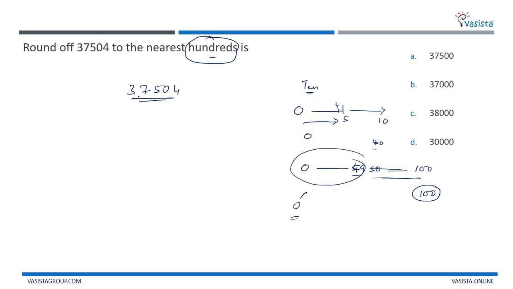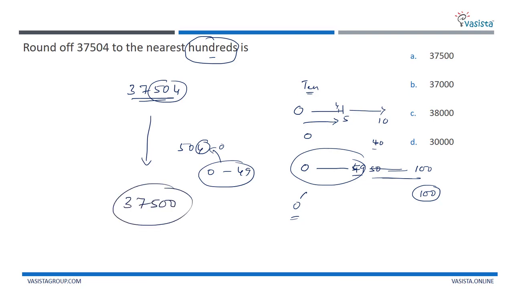Now here in this case, 37,504. So let us only consider this 504. The 4 comes between 49 and 0. That's what you have to round it off to 0 itself. So the answer will be 37,500. The answer here is 37,500.